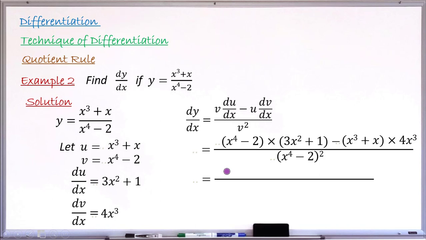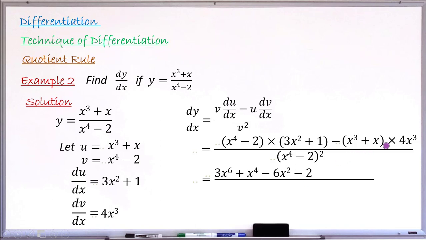So expanding those two brackets, if done correctly, you now have 3x raised to the power of 6. This is x raised to 4 times x times 3x squared. That gives you 3x raised to the power of 6. Then x raised to 4 times this positive 1 gives you positive x raised to 4. Then minus 2 times 3x squared gives you minus 6x squared, and minus 2 times positive 1 gives you minus 2.